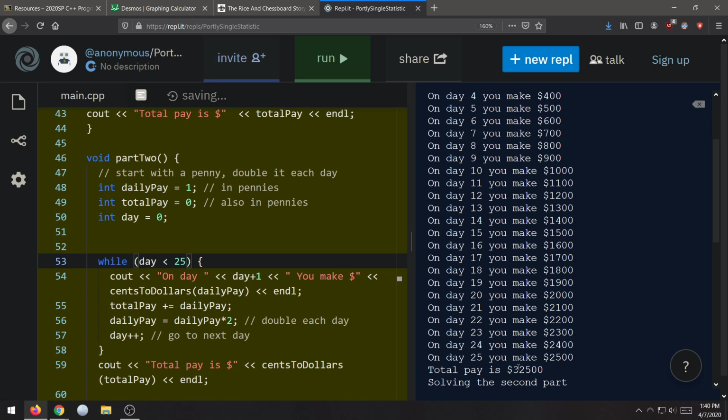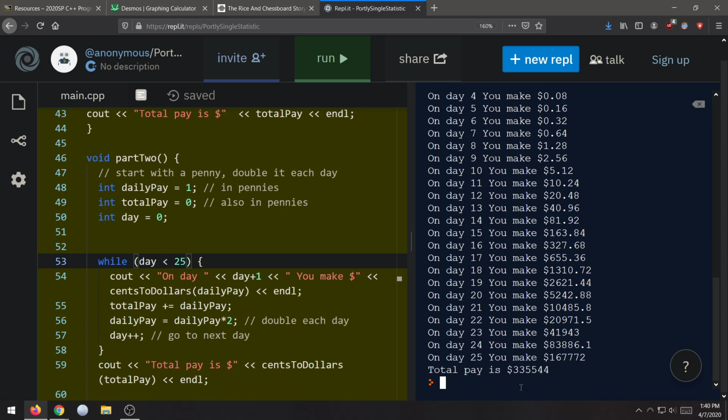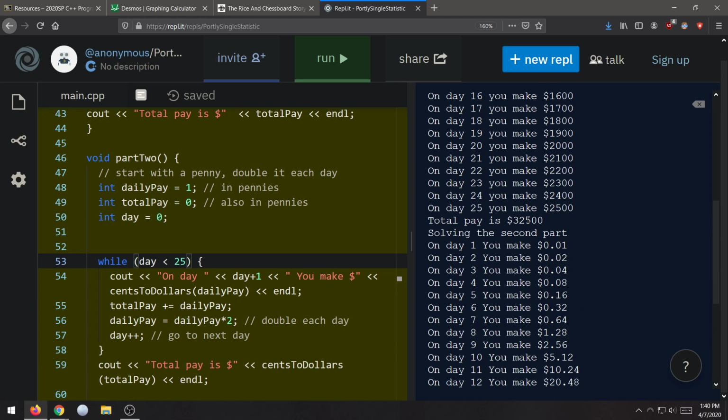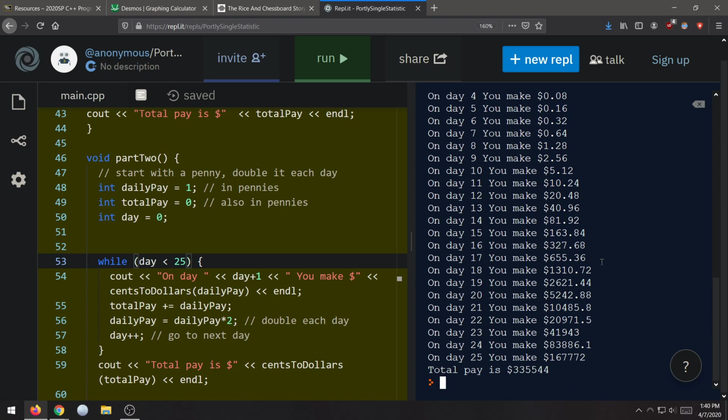So my total pay for 25 days is $32,000 the first way. And my total pay for doing it the other way, let's do that math again, $32,500. So I'm making 10 times as much using the doubling method. And if I add 1 day, well, I'm going to make as much again, right? Because the next day I get paid, this gets doubled. So it's going to double.